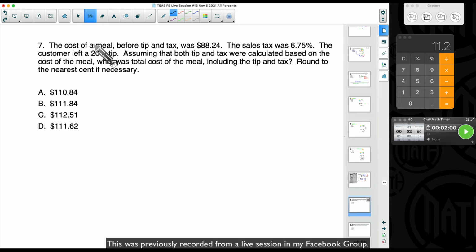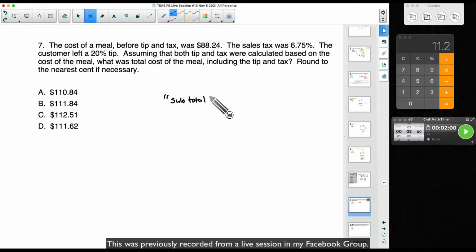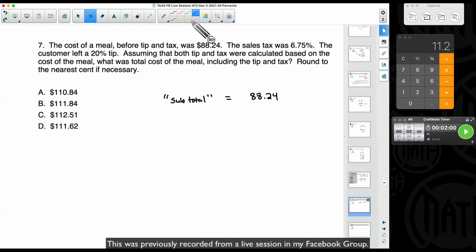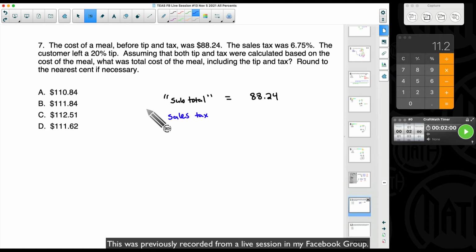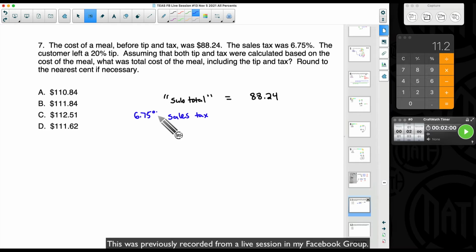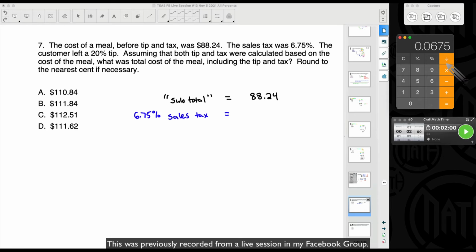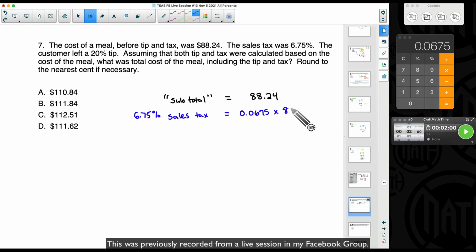This $88.24, that's the cost of the meal before the tip and the tax. So let's think of that as the subtotal. That's just the price of the food. So that's going to be $88.24. Now we have two things we're doing here. We're going to do some sales tax, and in this case that was a 6.75% sales tax. So what we're going to compute here is 6.75%. Move your decimal 2 places to the left or divide that percentage by 100. Same thing either way. So we're going to do 0.0675 and we multiply it by this subtotal, just the cost of the food.